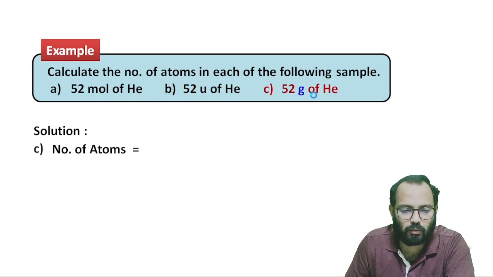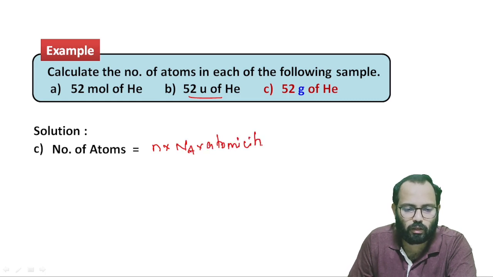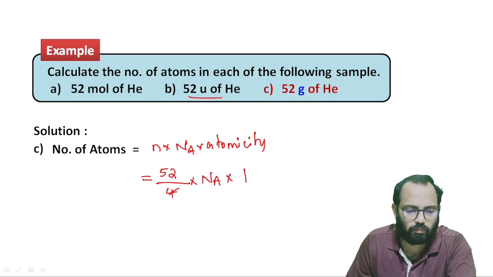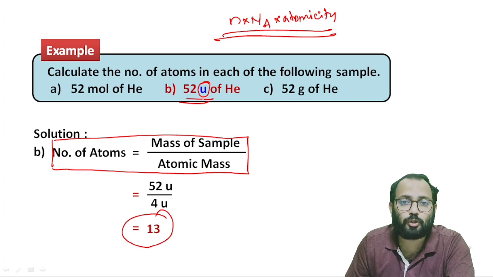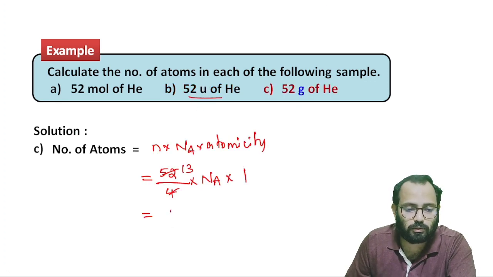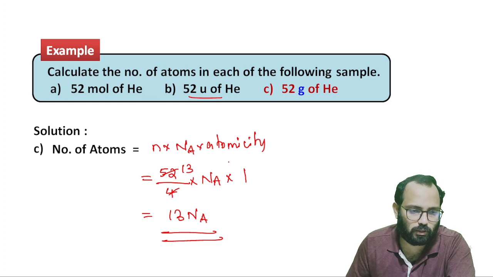Now look at that. This is given as 52 grams. If they have given 52 grams, we cannot go directly like what we have done here, mass of the sample by atomic mass. If they have given in grams, the number of atoms is n into Na into atomicity. So what is n? 52 gram by mass of helium, 4, into Na into atomicity of helium, 1. 52 by 4 is 13, but the difference from that question is that there the 13 was the number of atoms when we were taking U, but if we are taking grams, then it is going to be 13 Na. That is what the difference is, right? Yes, number of atoms is 13 Na.